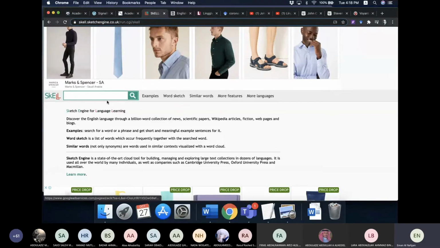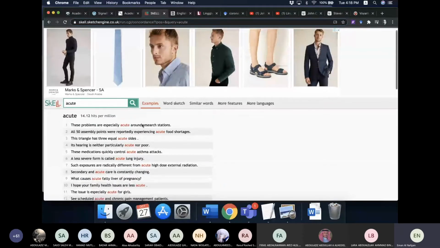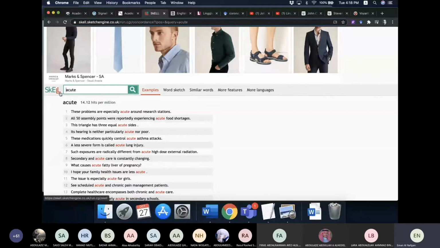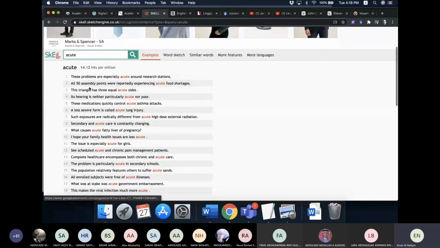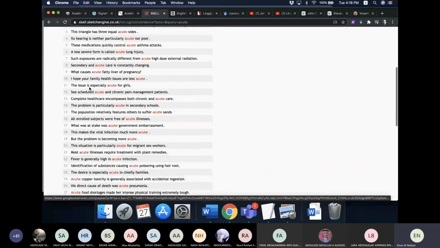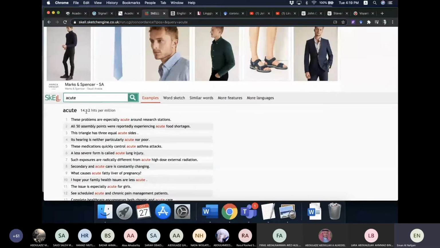So if you have any word in mind, let's say acute. If I put in acute, what do I get? This is for learners of language, so simplified sentences. These are simplified sentences that show you how acute is used. First of all, you'd get the examples here at the top. These are the bars. You would get how common this word is. So it occurs 14 times per million words.